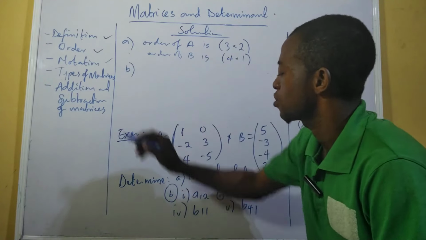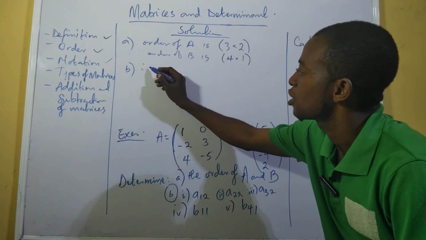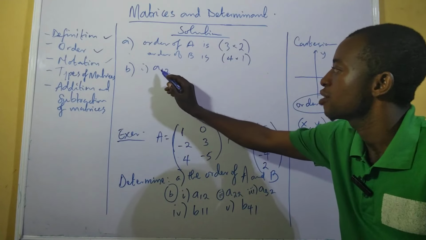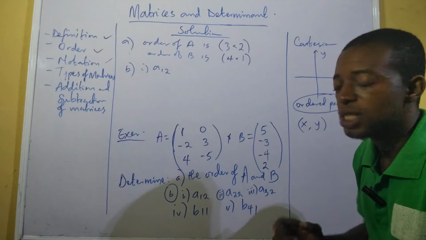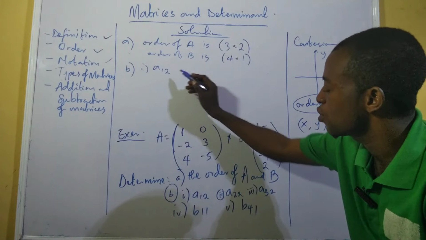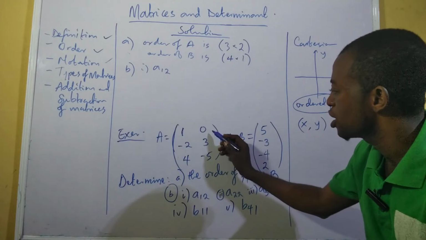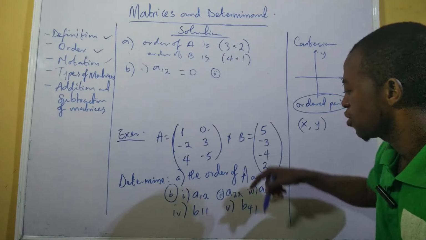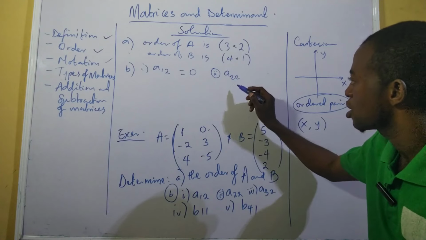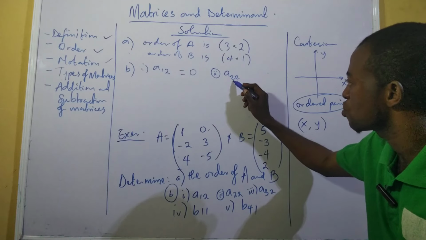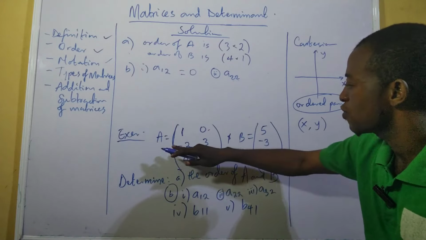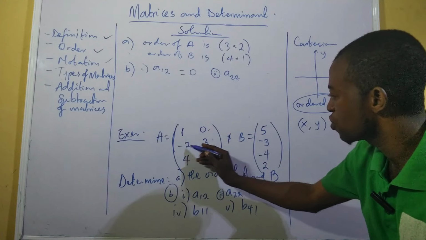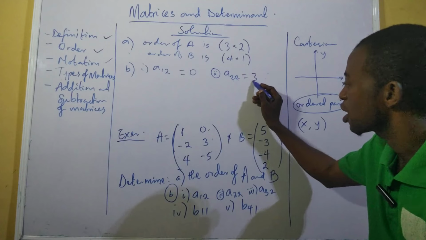That is that. Then for question B, Roman figure 1, A12 means the element in row 1, column 2 of matrix A, because it's a small letter a. Now look at matrix A. Which element is in row 1, column 2? This is row 1, this is column 2. The element here is 0, so we have 0. And question 2, we have A22. This element in matrix A is in row 2, column 2. Don't forget, row 2 is the second row, column 2. So that element is 3. I believe we are getting that.